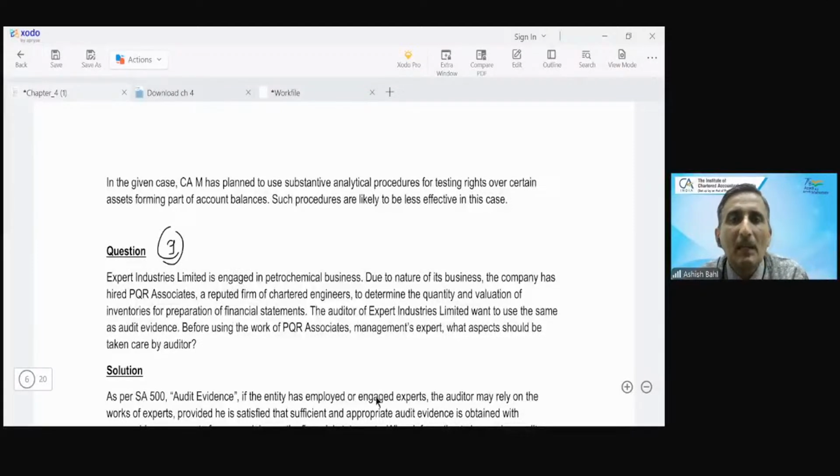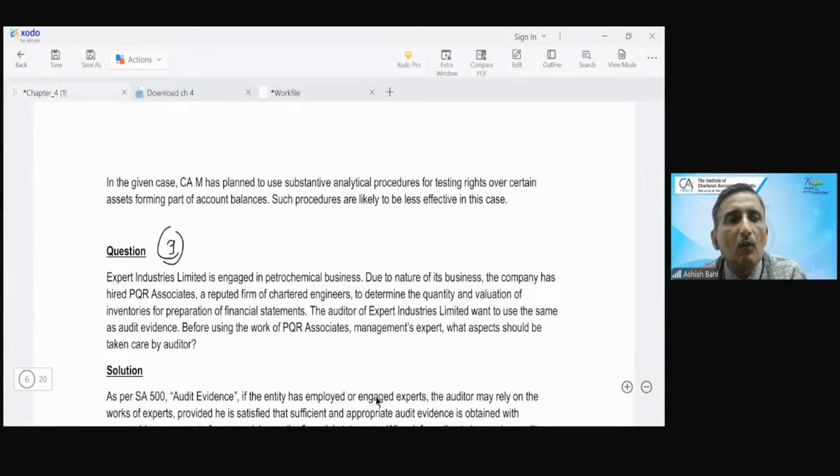Now he has given some report. First of all, tell me who is this person? PKOR Associates. What do we call such a person? He is management's expert. An expert in a field other than accounting and auditing, whose services are used by the management in preparation of financial statements, but he should be from a field other than accounting and auditing.